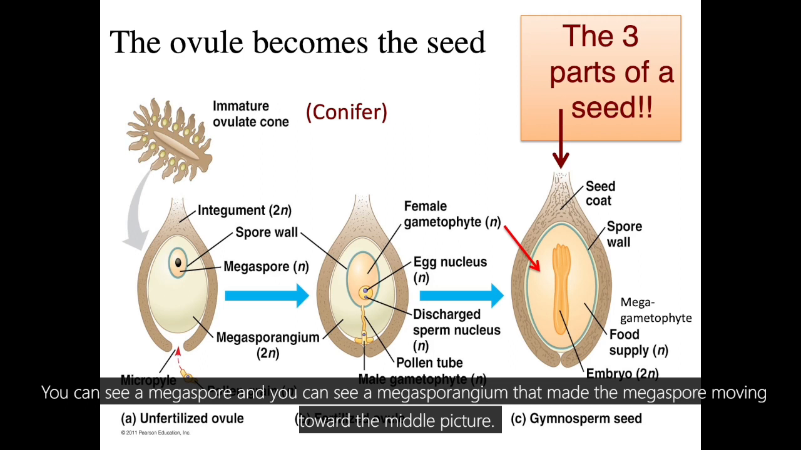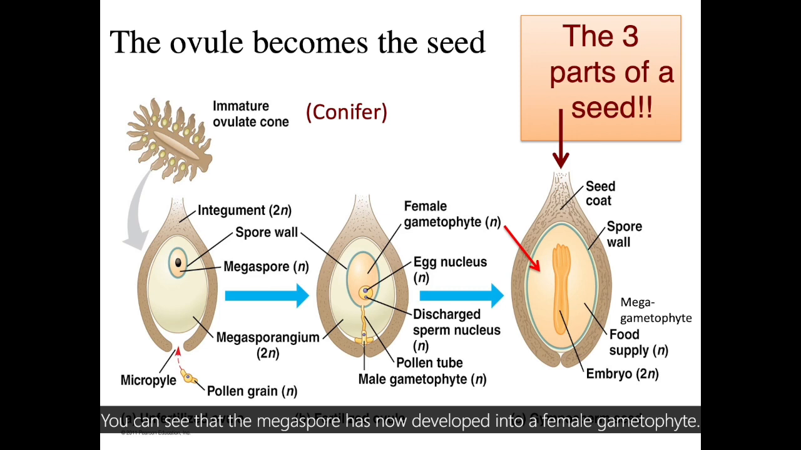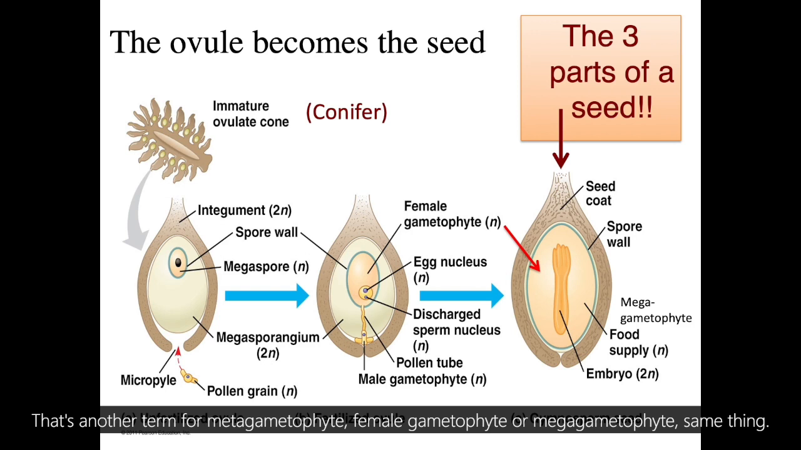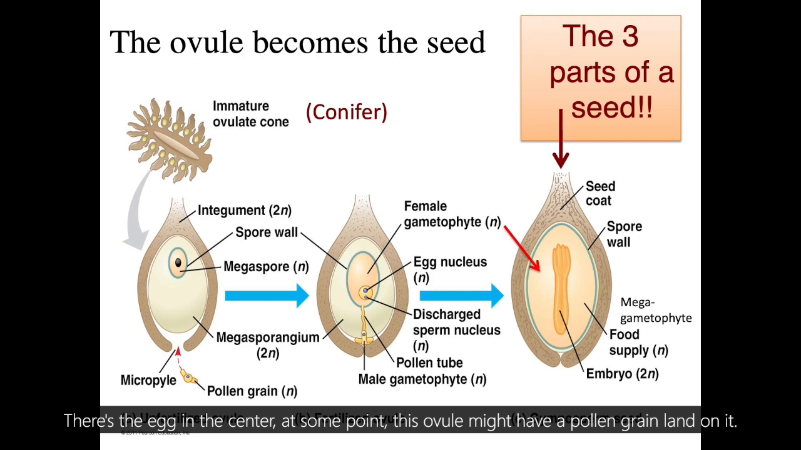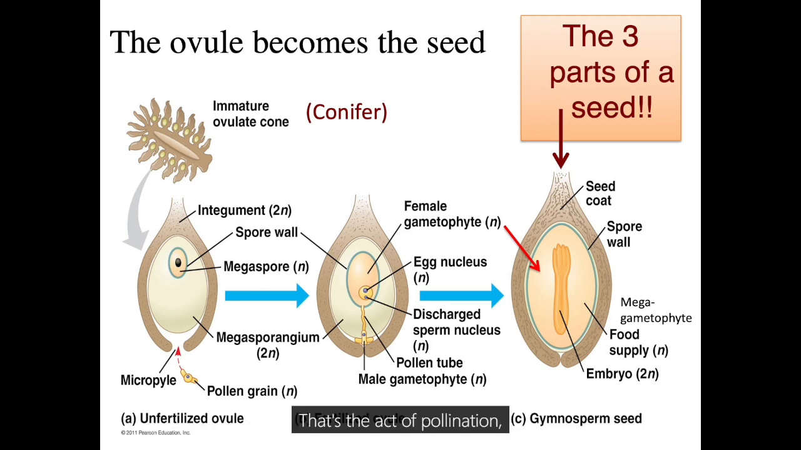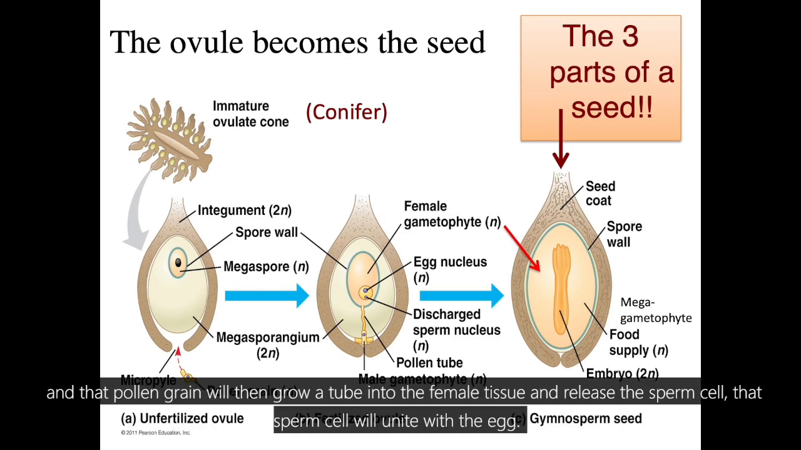Moving toward the middle picture, you can see that the megaspore has now developed into a female gametophyte. That's another term for megagametophyte. Female gametophyte, megagametophyte, same thing. That female gametophyte is going to produce an egg. There's the egg in the center. At some point, this ovule might have a pollen grain land on it. That's the act of pollination. And that pollen grain will then grow a tube into the female tissue and release a sperm cell.